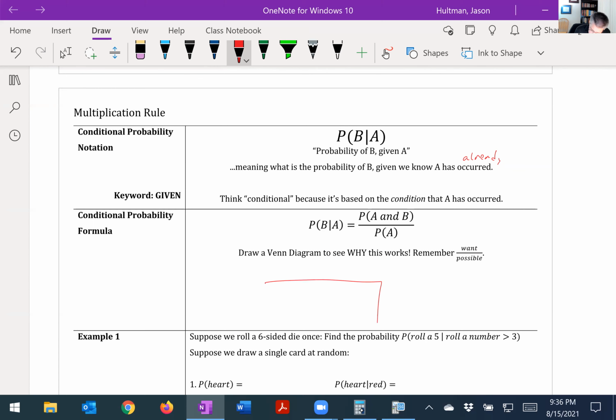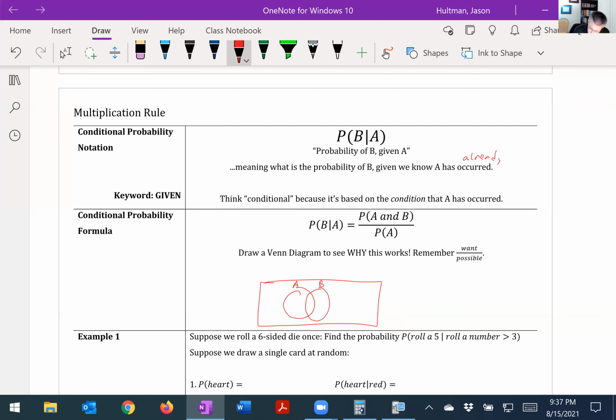Okay, so let's look at the Venn diagram on this one. We know that A has already happened. We're just looking at, say, the people with funny hats. If A is funny hats, we already know that they have a funny hat. But if B is blue eyes, then we want to know the probability of blue eyes given that they already have a funny hat.